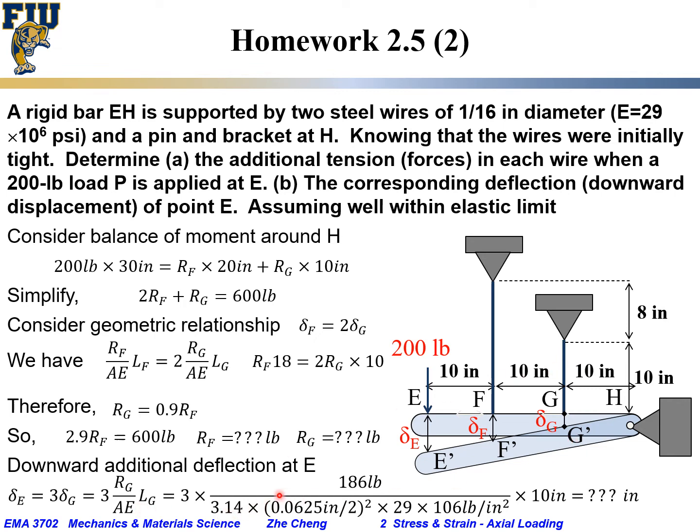And you plug the numbers in. RG is 186 pound force. A is pi r squared, pi times the diameter 0.0625 inch divided by 2 squared, times the elastic modulus 29 times 10 to the power of 6 pound per square inch, and times LG. What is LG? We said from here to here is 10 inches, so times 10 inches, and in the end we would have the answer.